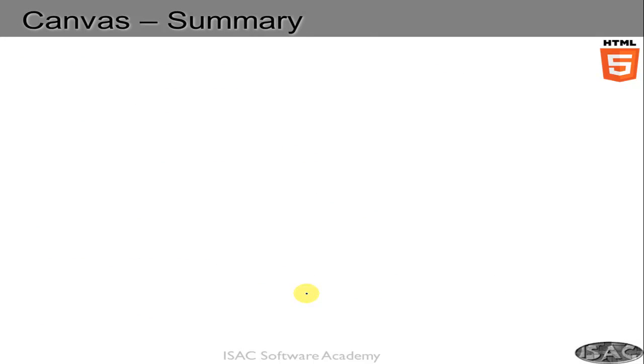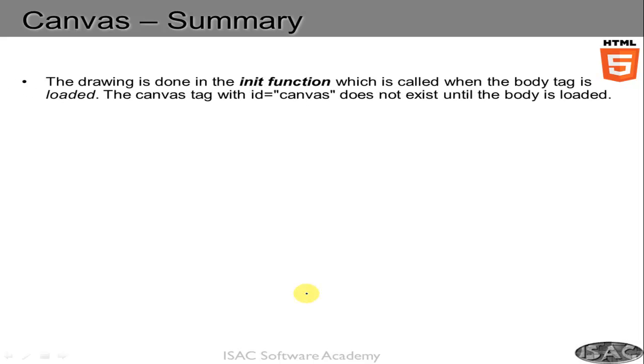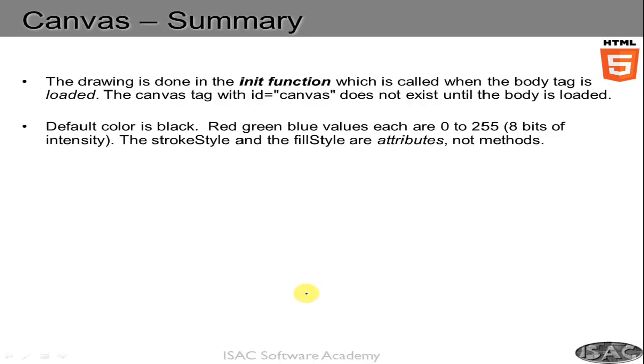Now here is a canvas summary, very simple. The drawing is done in the init function, which is called when the body tag is loaded. The canvas tag with ID equal to canvas does not exist until the body is loaded. So you have to make sure that the script gets called only when the body is loaded and that canvas object is created. Default color is black. Red, green, blue values are each 0 to 255, 8 bits of intensity. The stroke style and the fill style are attributes, not methods.